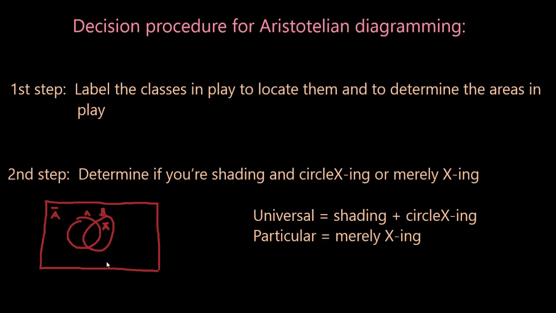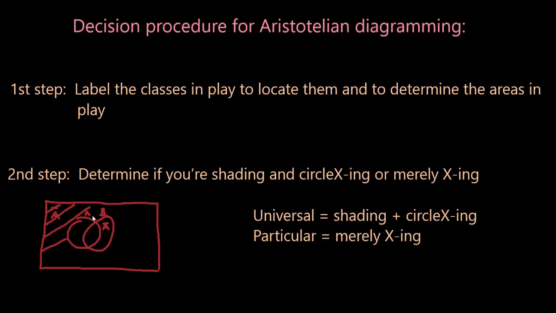And since our statement says that all non-A's are B's, when I look at this non-A, which is everything that's outside of the A and B circle, I see that they're not B's, but we're being told that all non-A's are B's, which means we need to get rid of this area.